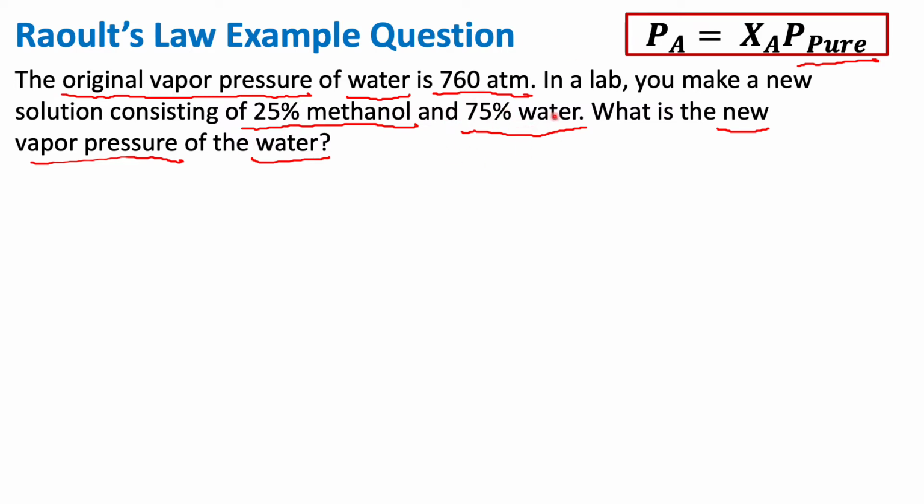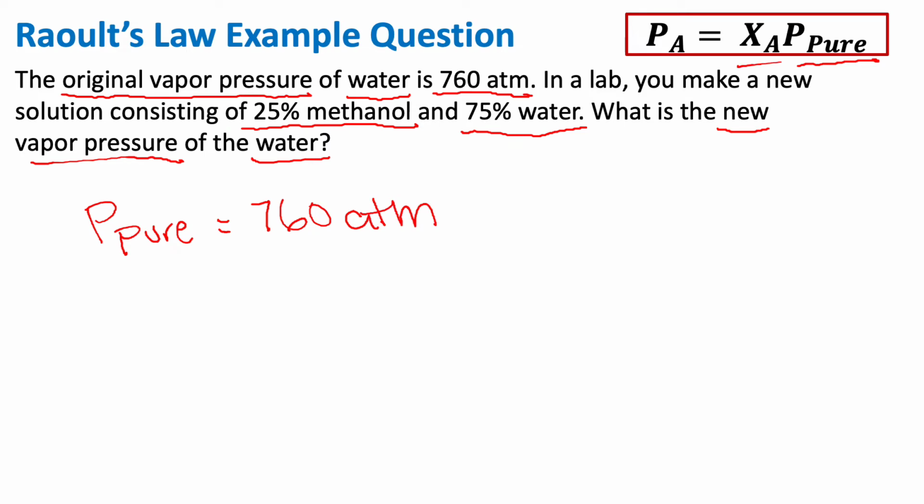There's more water, so water must be our solvent. So since water is our solvent, what's the original pressure? What is P pure of water? P pure of water is going to be the 760 atm. So we're going to label P pure to be 760 atm.